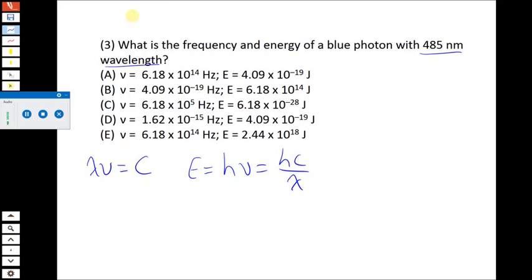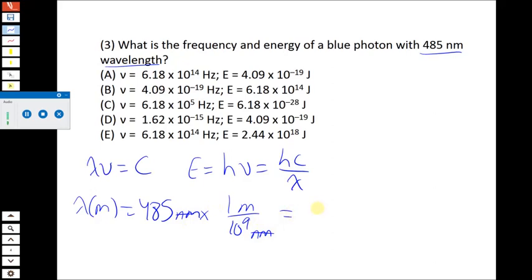For these equations, though, the fundamental constants, c is in meters per second, h is also in SI units of joule seconds, so we always have to make sure that our wavelength is in meters if we're going to use this. So for this problem, we need to convert the wavelength 485 nanometers into meters to be able to use these equations. Remember that nano is 10 to the minus 9, so 1 meter has 10 to the 9th nanometers if you prefer to use positive exponents.